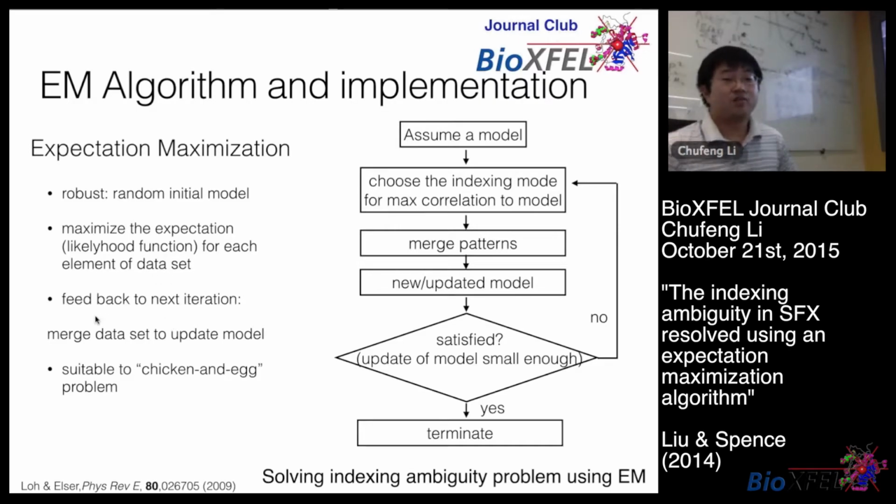And it also provides feedback to the next iteration because it updates the model in each iteration, and it continues this loop. So in this way, we don't care if we have a chicken or an egg at first, because we just assume a random model, and we let the nature of this system update the model.